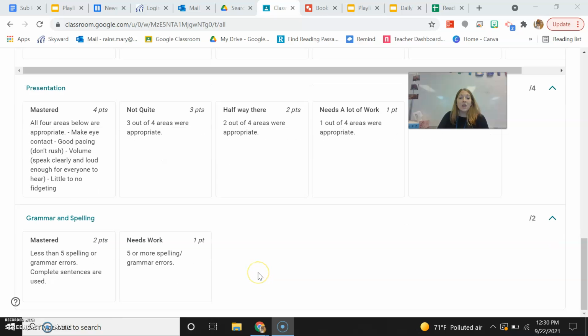And then the very last thing, you're going to get 2 points for grammar and spelling. If you have less than 5 spelling or grammar errors, which means complete sentences are used as well, then you will get all 2 points. If you have 5 or more spelling and grammar errors, you will get 1 point. So just make sure that you're really going through and using spell check, and asking me or one of the other students to edit what you're doing so that you don't have as many errors, because those should be an easy 2 points. And always write in complete sentences, so just make sure that you're doing that.